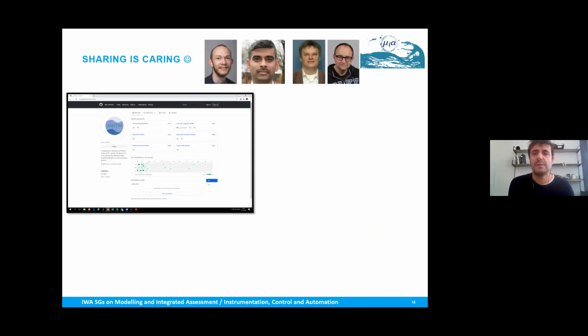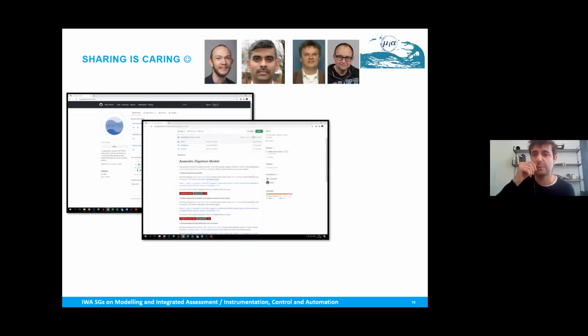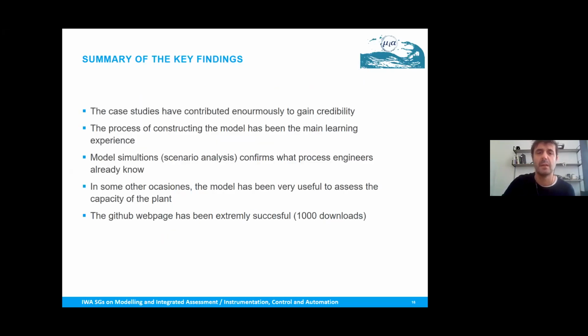So just to finish a bit, we believe that sharing is caring. Thanks to the help of these 4 lovely men, we developed this platform on GitHub, where we have uploaded all the models that we have constructed during the last 15 years. So please check, and you can download and see, for example, most of the studies that we have conducted.